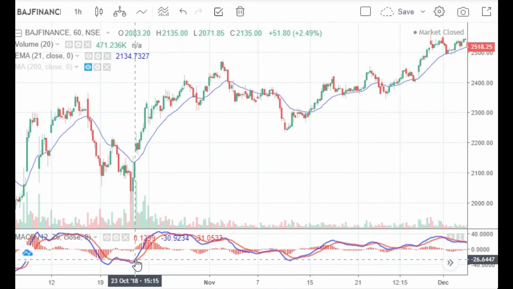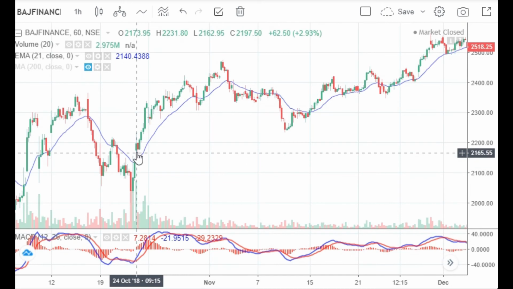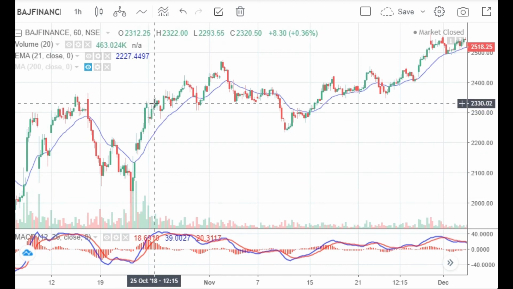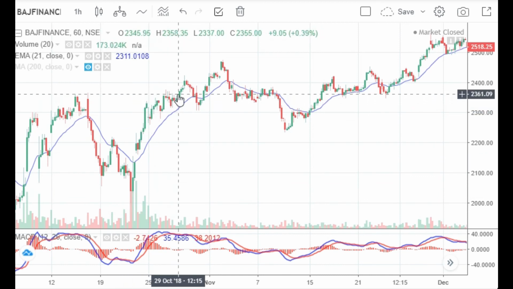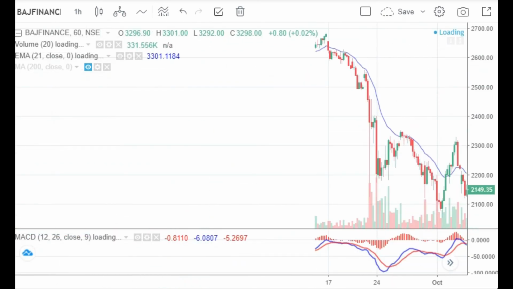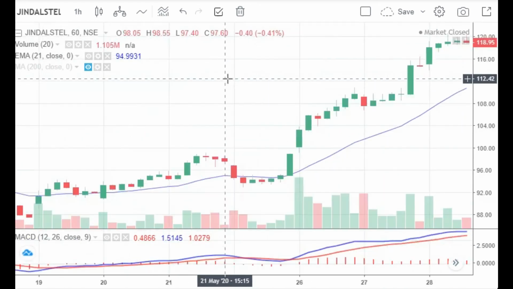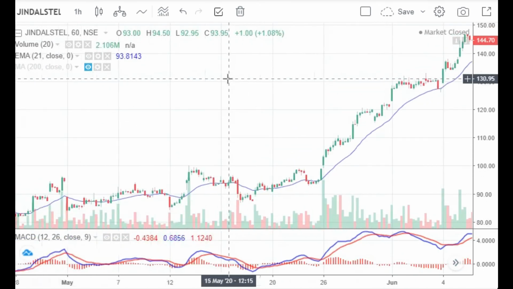So let's look at another one over here. This is at 915. So you buy it immediately because it's already crossed over. 2171 is your entry price. Your stop loss is 2035. And where do you get your exit? You get your exit at 2355. Okay, these are huge opportunities because Bajaj Finance is a fast moving, highly valued stock.